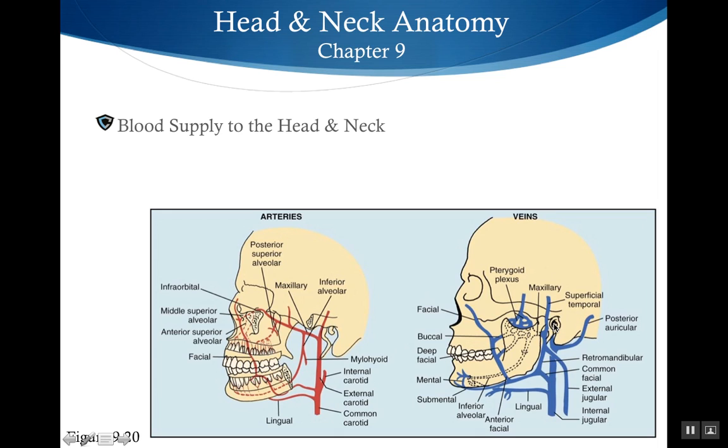Okay, so the major veins, let's talk about those for a few minutes. The veins take the blood, again, from the head and neck back to the heart and the lungs to be reoxygenated. So it's important to understand the connection between dental infection and the facial vein. The facial vein, which you can see right here, has communications with the cavernous sinus, and that is located in the brain.